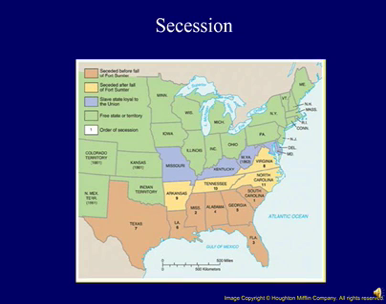This map identifies the secession of the southern states as they formed the Confederacy. The states shown in brown, from the Deep South, were the first to secede from the Union.